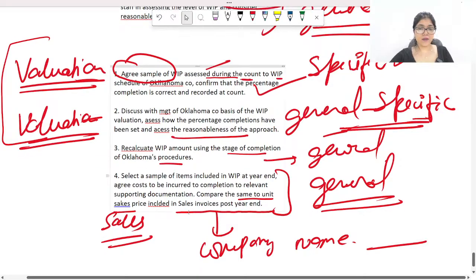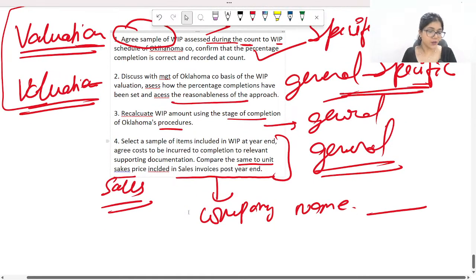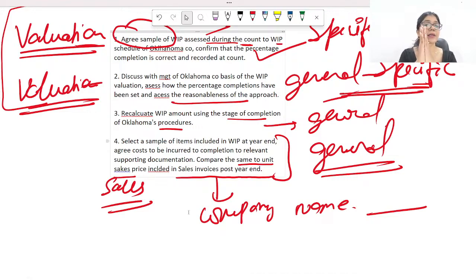If you see this one, this is again very general, not related to our case study. We are selecting a sample of the items that we have included in the WIP at the year end. WIP includes all the materials which are incomplete and still in progress. Then we will agree the cost to be incurred to complete the WIP process to the relevant supporting documentation. That can be any document you can compare with. So you will take samples of the WIP items and compare the cost.